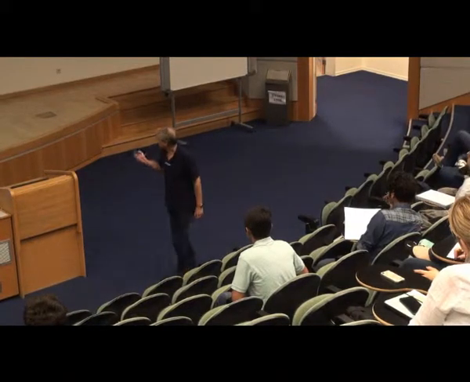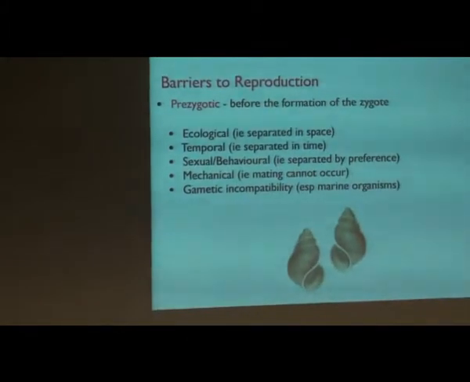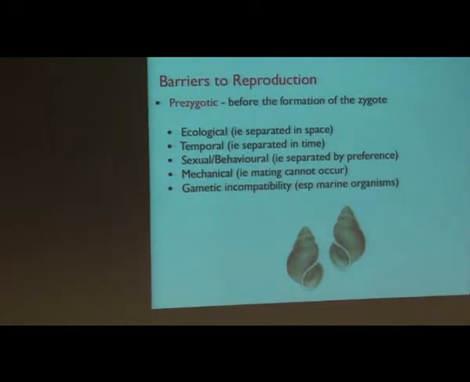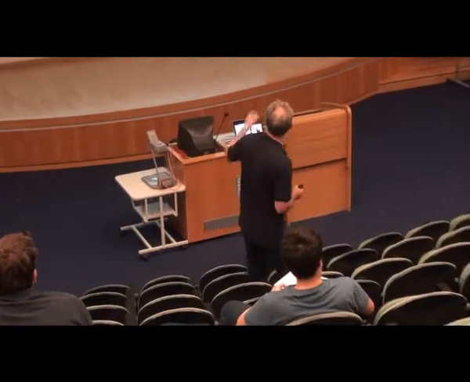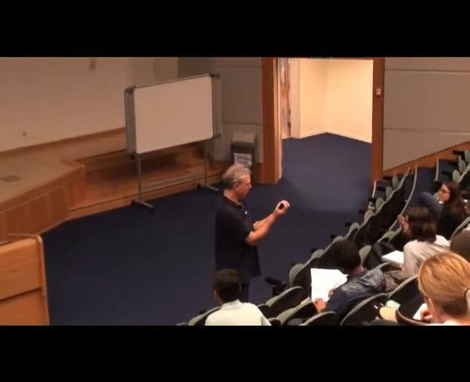So what are barriers to reproduction? We tend to divide them up into two categories. The first is before the formation of a zygote, in other words, there's no fertilization occurring. We have a number of categories. Ecological: maybe you have two very closely related insects, one of which lives on plant A and one on plant B, and they never meet. They don't have sex. They're reproductively isolated because they're separated in space. So that's one simple example.